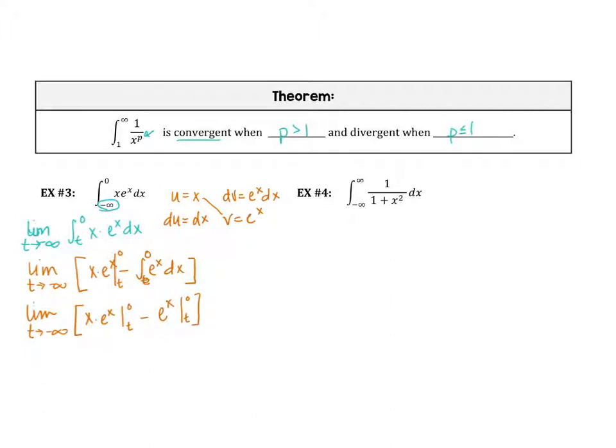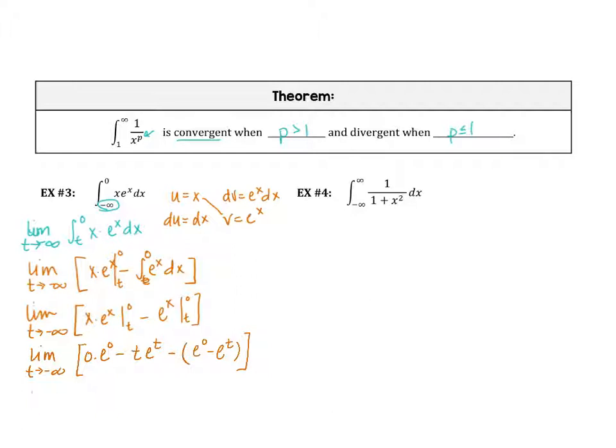Right, and continuing on, let's see, I'm going to go ahead, bring down this limit again as t approaches negative infinity. And subbing in here our 0, well, we're going to have 0 times e to the 0 minus t times e raised to the t power. And then minus out here, we're going to have e to the 0 minus e raised to the t power.